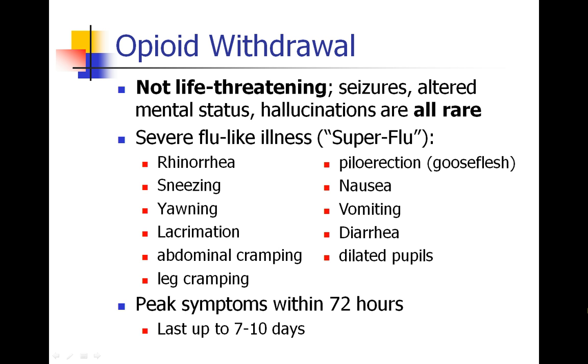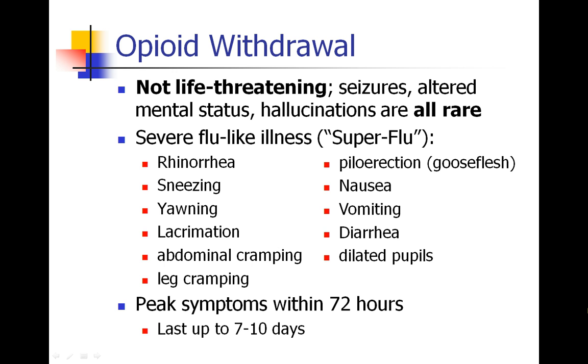So patients get a runny nose and they're sneezing and yawning and tearing. They get cramps, they get nauseated and they vomit and they have diarrhea. They can have piloerection, which is goose flesh. That's where the term quitting cold turkey may come from. And they get very dilated pupils. This can start within about 2 to 3 days of having your last dose of opioid, and like I said, can last more than a week.